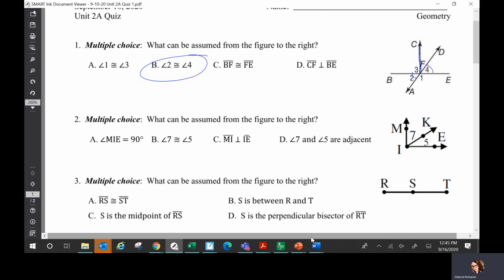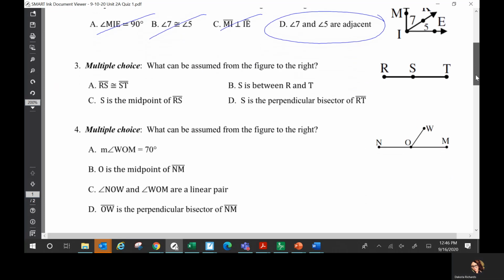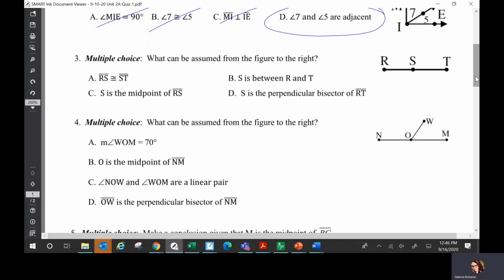Number 2, what can be assumed from the figure to the right? It says nothing about them being perpendicular. We don't know their measure. We don't know that they're the same. We do know that they are side by side. They are adjacent. Number 3, what can be assumed from the figure to the right? We don't know the measurements. We don't know if S is the midpoint. We don't know if we have anything that's perpendicular. The only thing we know is S is between R and T.